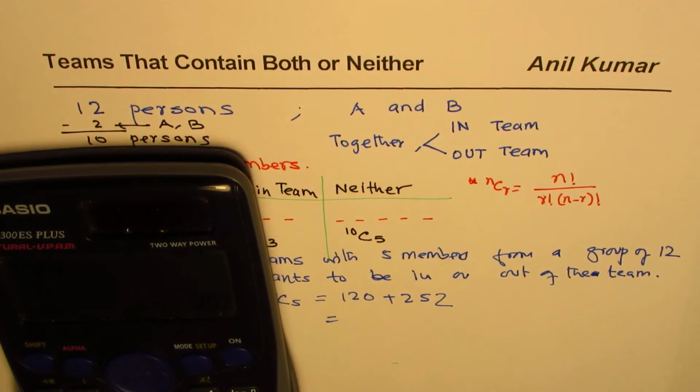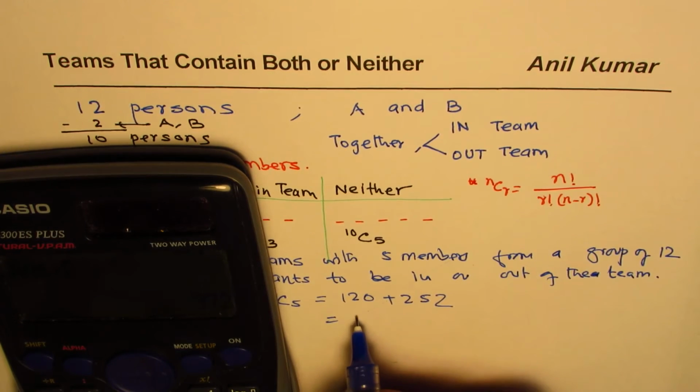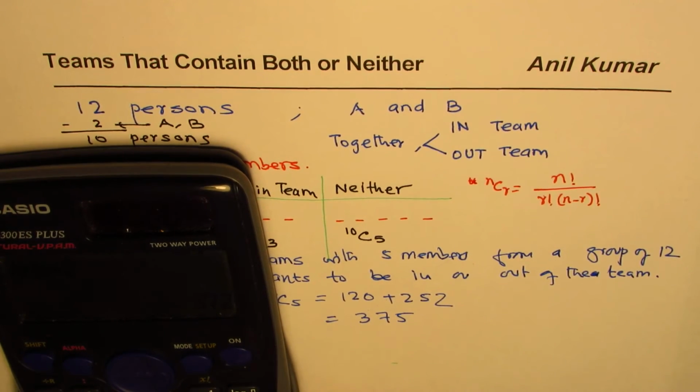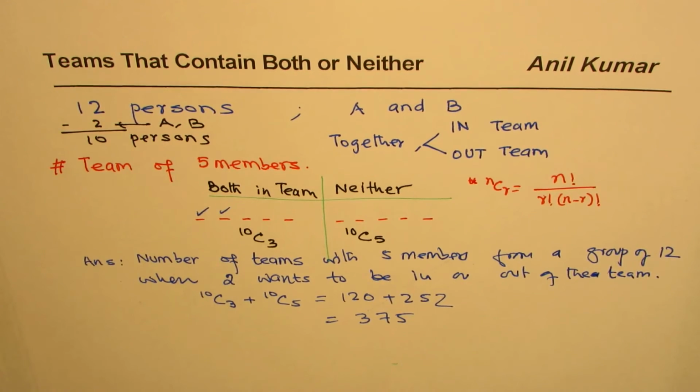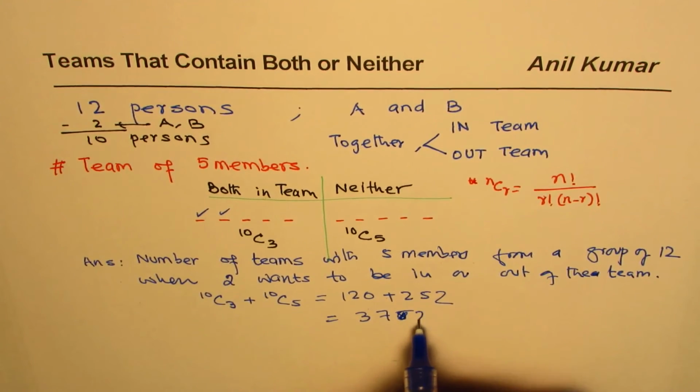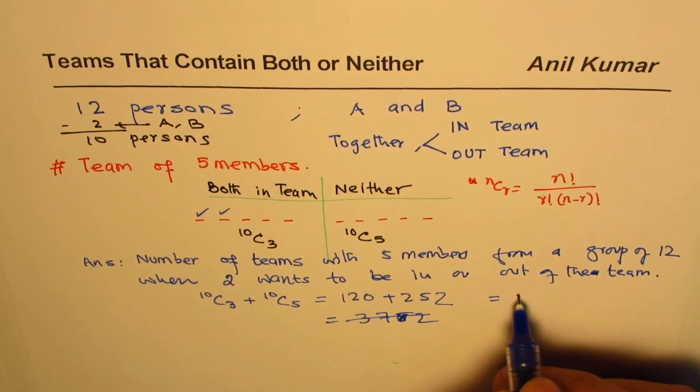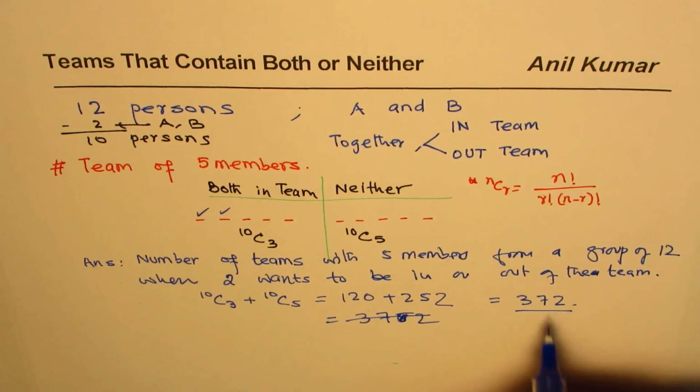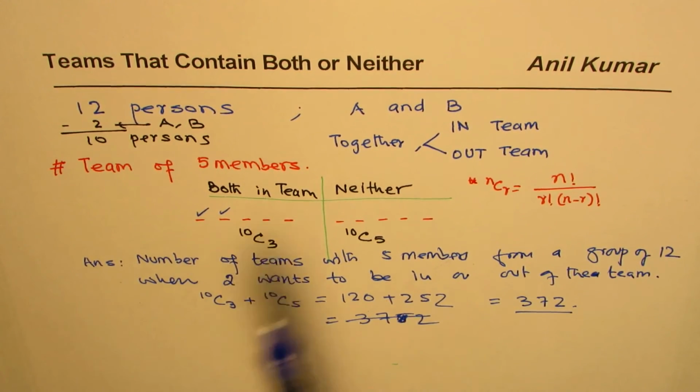So let's add this. We have 120 plus 252, which is 372. Makes sense, correct? We can confirm. So there are 372 teams that can be formed where these 2 members may be in the team or not in the team, but they're together. That's important to understand. I hope the concept is clear. Thank you and all the best.